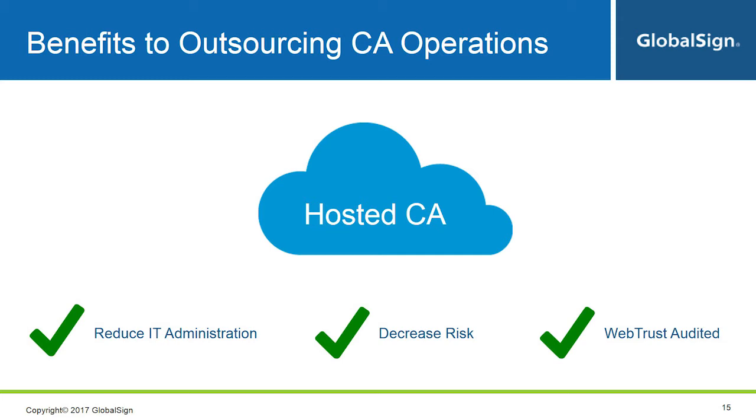So this kind of helps reduce the IT administration drastically because you don't really have any servers to manage. You don't really have any HSMs that you have to manage. So overall, it decreases the risk that you take throughout the enterprise. And I think the benefit is, as a CA, we are all WebTrust audited. So if we do something wrong, we will be caught, and our business is dependent on the fact that people trust us, and we do a fairly good job at it.